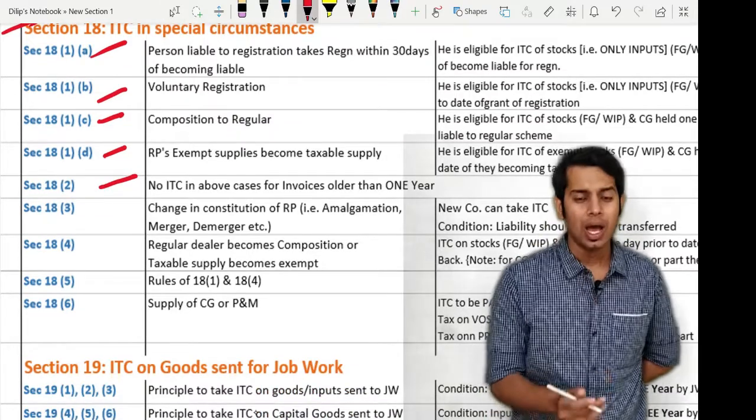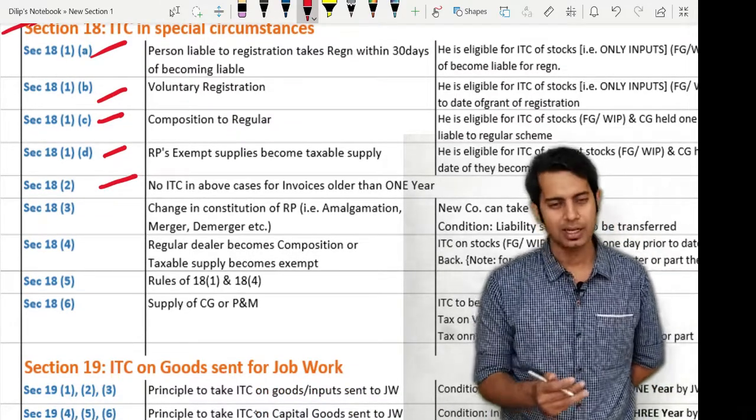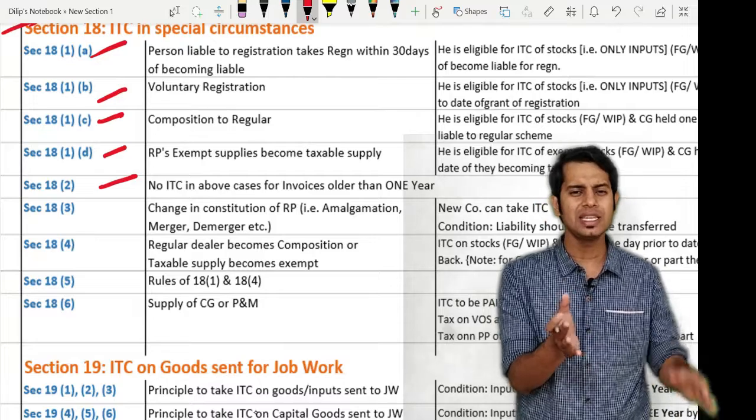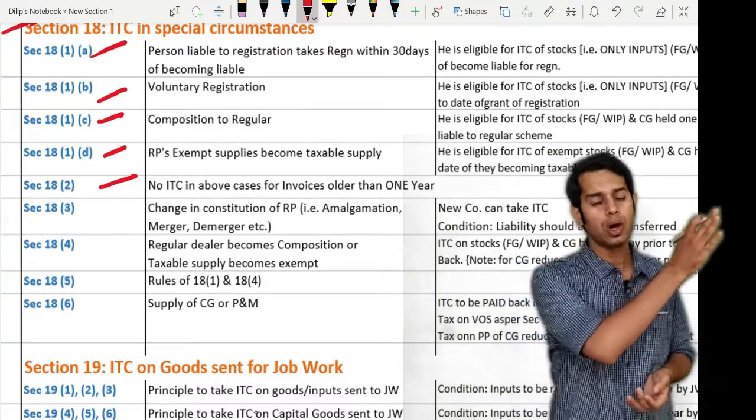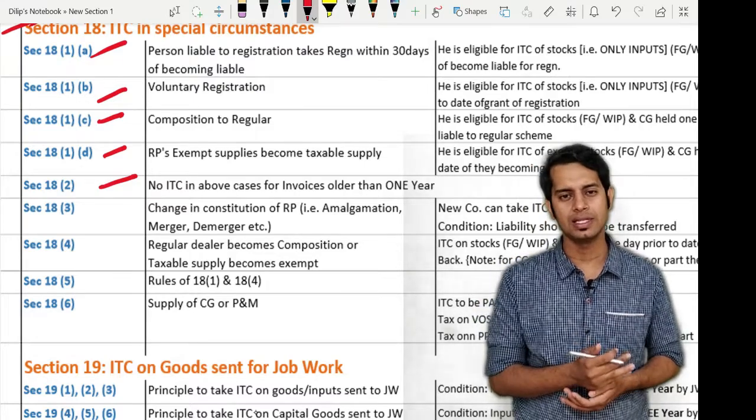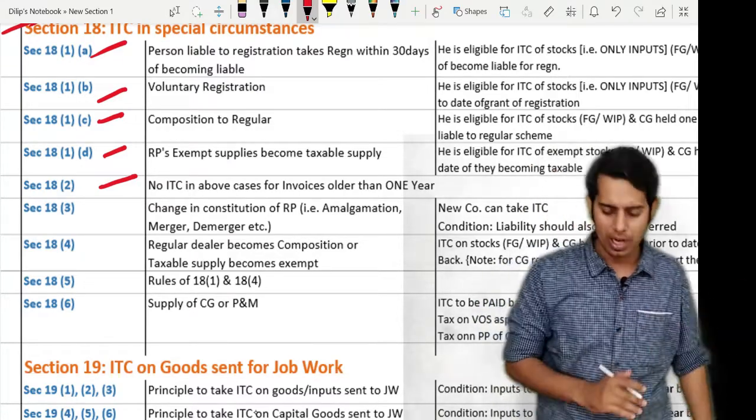Then 18(2) talks about one-year-old invoices. ITC can be taken only for invoices which are not older than one year. If the invoices are more than one year old, you cannot take ITC. That is, within a one-year period you can take ITC.